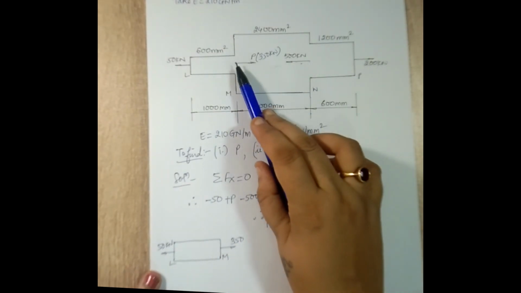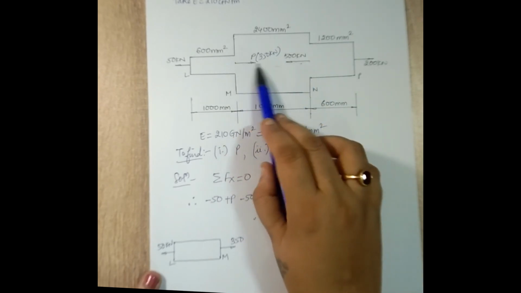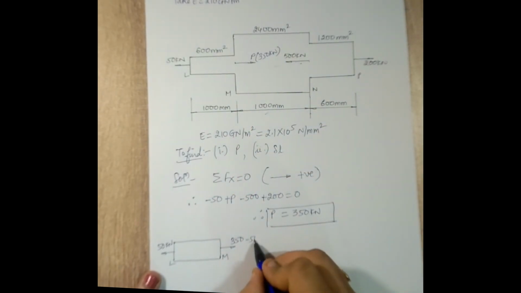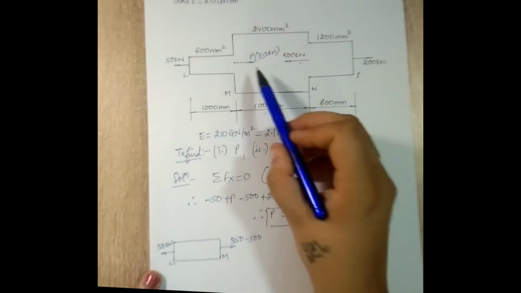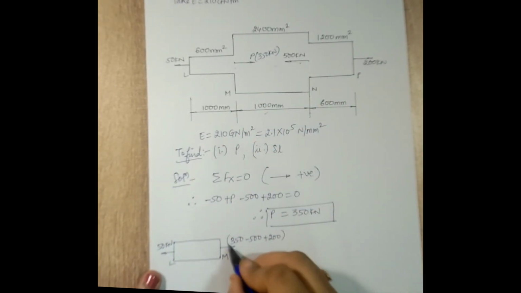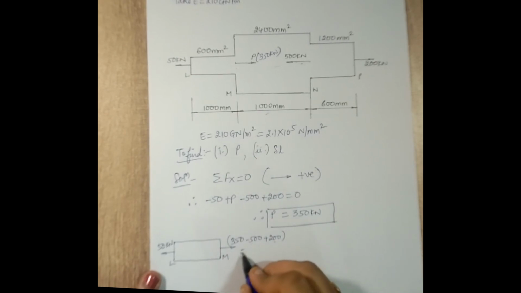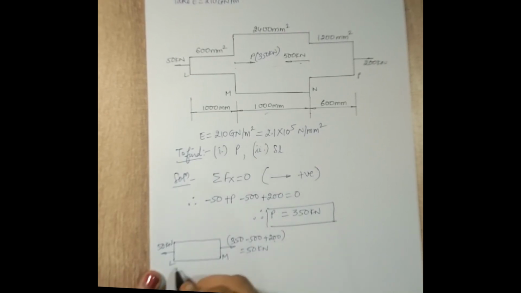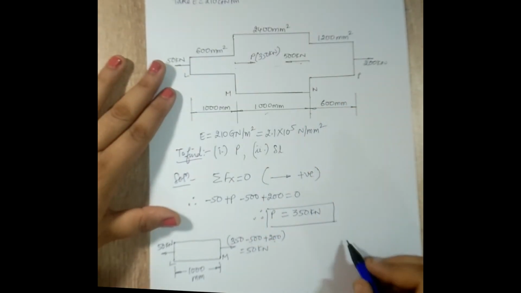500, when I place it over here, it will be causing a compressive type of effect, so minus 500, and 200 when placed here will cause a tensile kind of effect. So if you check, this becomes 550 minus 500, which is 50 kilonewton. The length is 1000 mm. Next, I'll go to the bar NP.